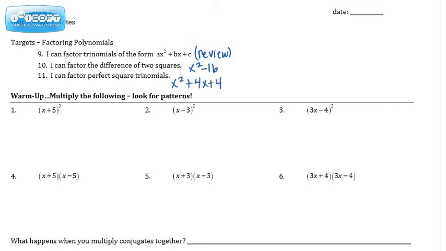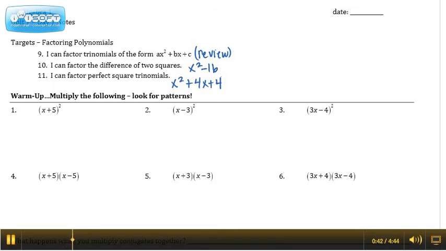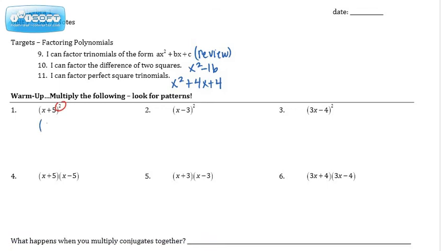So what I'd like you guys to do right now is to multiply the following in your warm-up. You're going to do number 1 through 6. And don't forget that, for example, on number 1, the 2 means repeated multiplication. So we're taking x plus 5 times x plus 5. Okay? So you're going to pause the video and FOIL out 1 through 6. And then unpause the video when you're ready to move on.